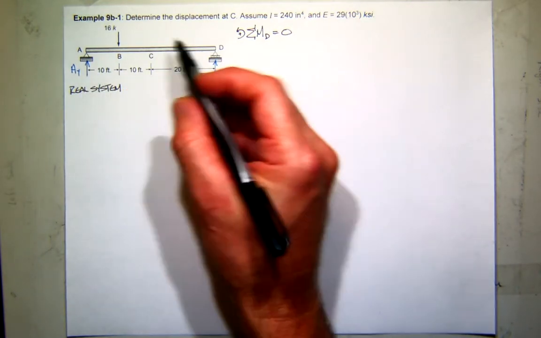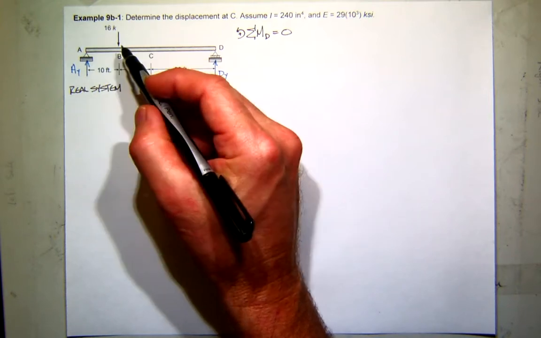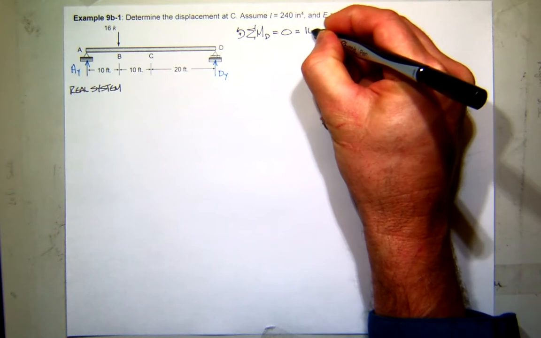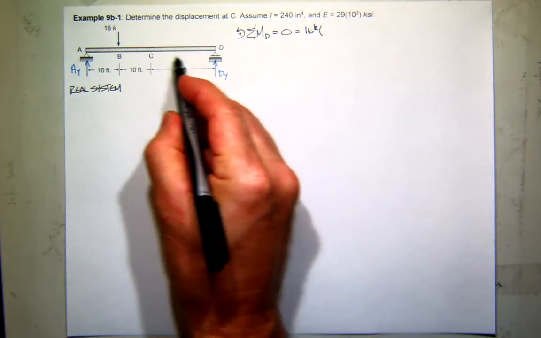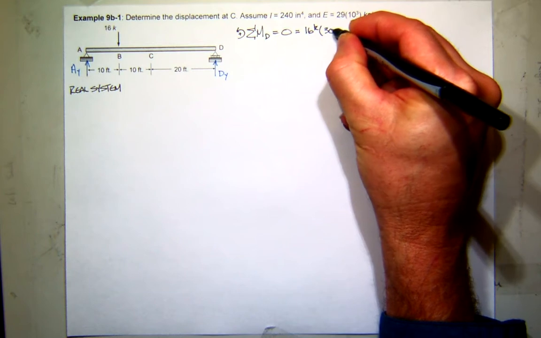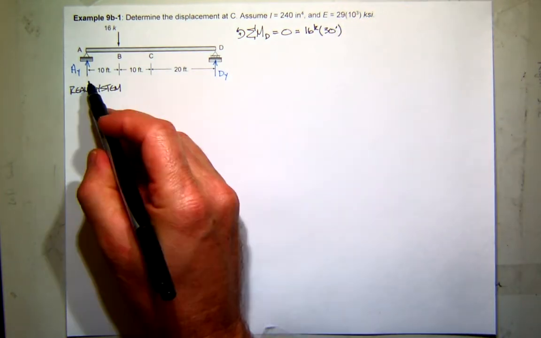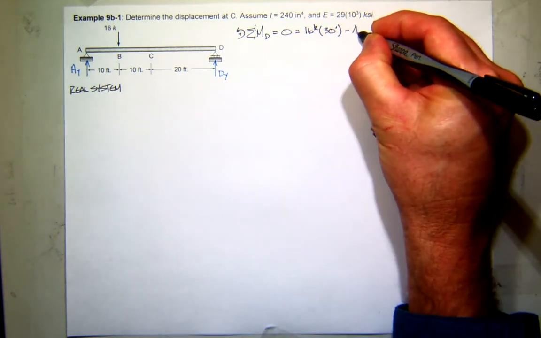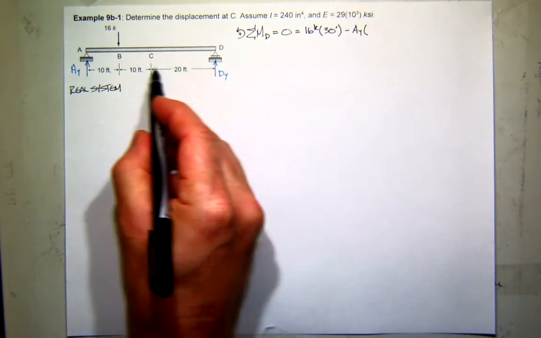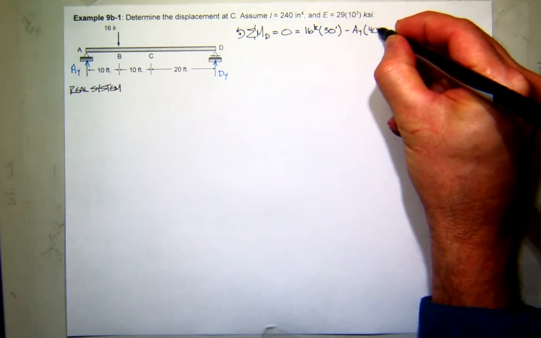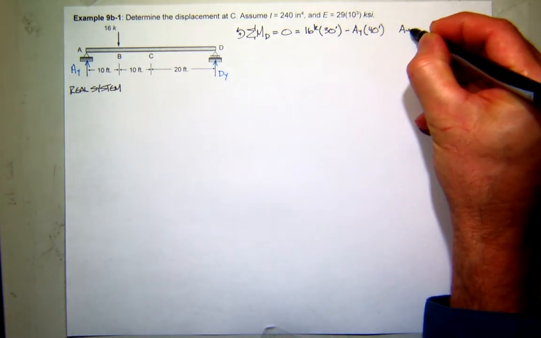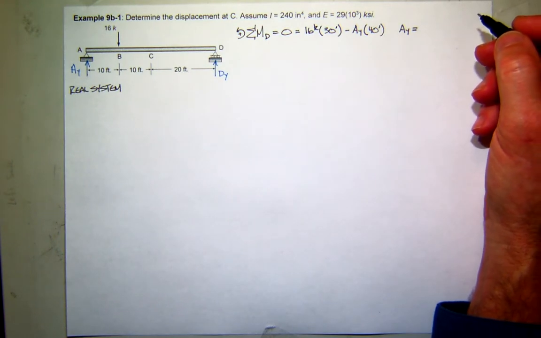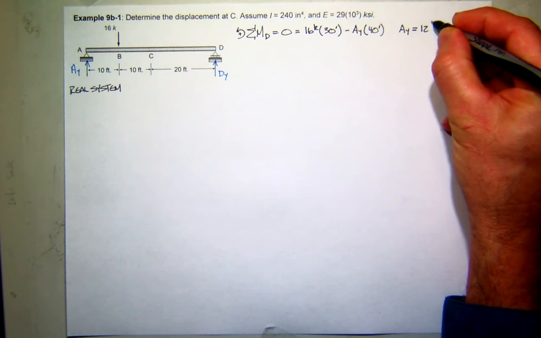So summing moments about D, the applied load of 16 kips creates what kind of moment about D? Positive or negative? Positive. So we'll have the force, 16 kips, times the distance from D to that force, which is 30 feet. And in balancing that is the moment caused by A, which is acting up, which creates negative moment, and has a moment arm of the distance between A and D, which is 40 feet. So I should be able to solve for AY. It looks like it's 12. Does that sound right? So that's 12 kips.